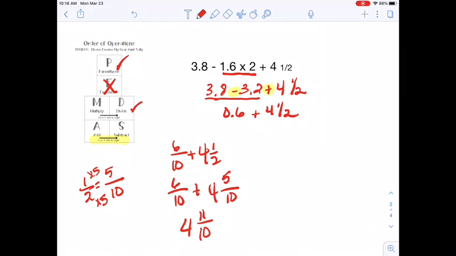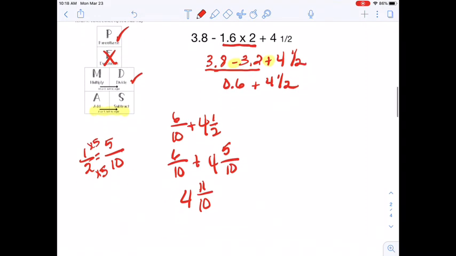That doesn't seem right. 4 and 11 tenths. Can I leave it like that? Can I leave it in that form? I can't. This is an improper fraction right now. I'm going to slide this up so I have a little bit of room. So I have to figure out what to do with this improper fraction.